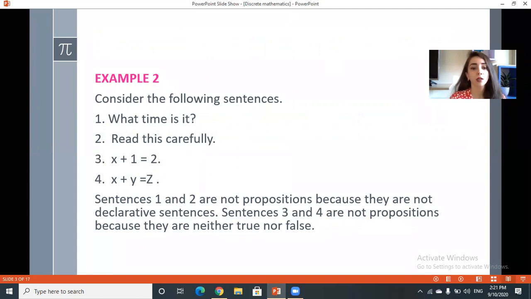Sentence three, x plus one is two. And the first one, x plus y is equal to z. Let me again annotate. This, x plus one is two, x plus y is z. Can we say this is true or false? No, because this is not a declarative sentence again. So they are neither true nor false. We should solve these problems in order to find x and y. And can you imagine the difference between propositions and non-propositions? Okay. So I think it's clear for you. If we can say yes or no, it is a proposition. If we cannot say yes or no, it is not a proposition.